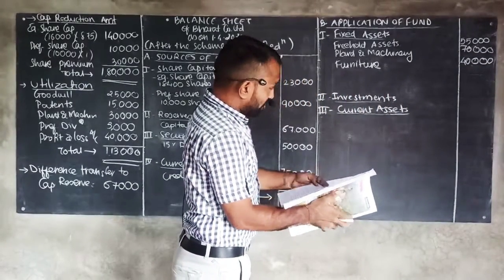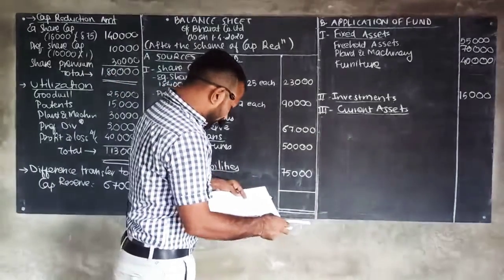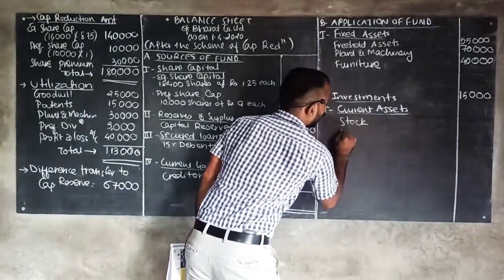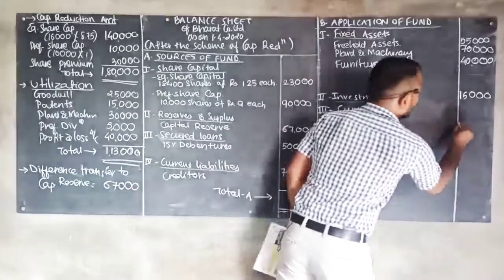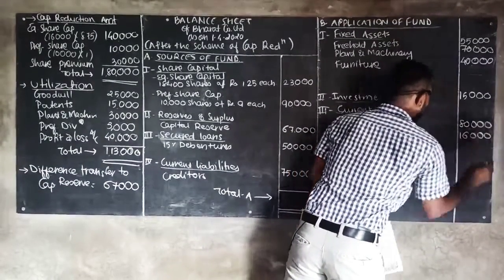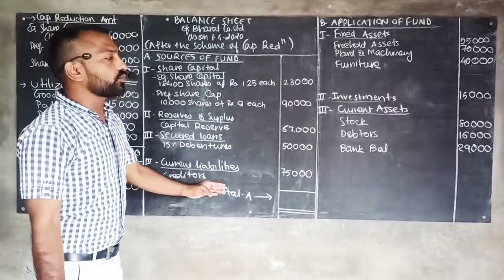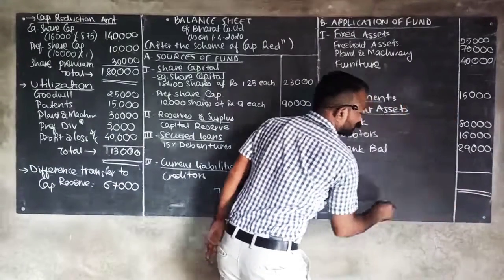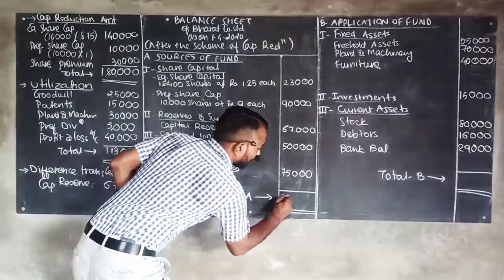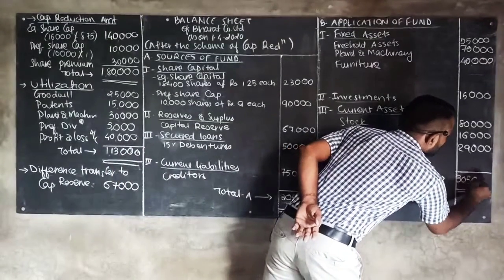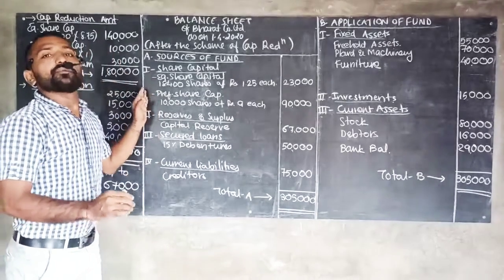And investment of rupees 15,000. No change in investment. And in current assets also, we don't have any kind of change. So stock, debtors and bank balance. Stock amounted to rupees 80,000. Debtors amounted to rupees 16,000. And bank balance amounted to rupees 29,000. Clear, dear student? So this is how we can prepare the balance sheet of this practical example. This is total of B. So the total comes to 3 lakh 5,000. Done. So this is the full length practical example of capital reduction.